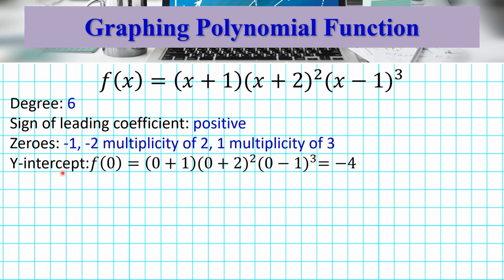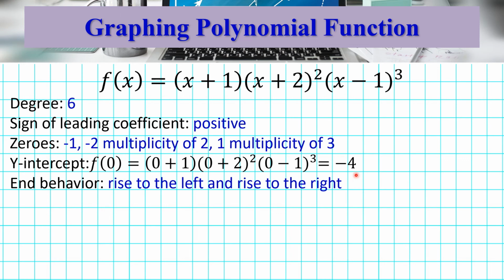Another thing is we have y-intercept. So, again, yung x natin, papalitan ng 0, and then simplify. So, we have 0 here, 0 din dito, and 0 din dito. So, parang simplify mo lang yan. 2 square is 4. Negative 1 cube is negative 1. So, negative 1 times 4 is negative 4 times 1 is negative 4. So, negative 4 ang ating y-intercept. Or at point 0, negative 4 siya dadaan sa ating y-axis.